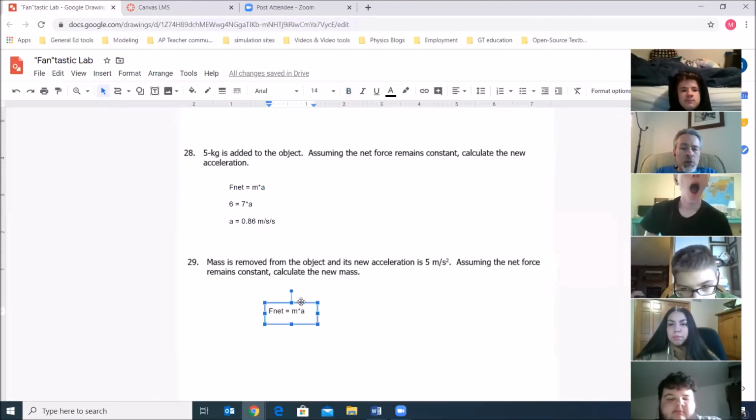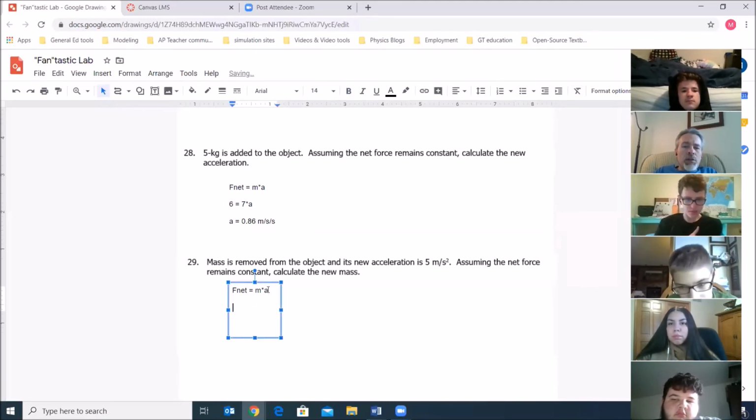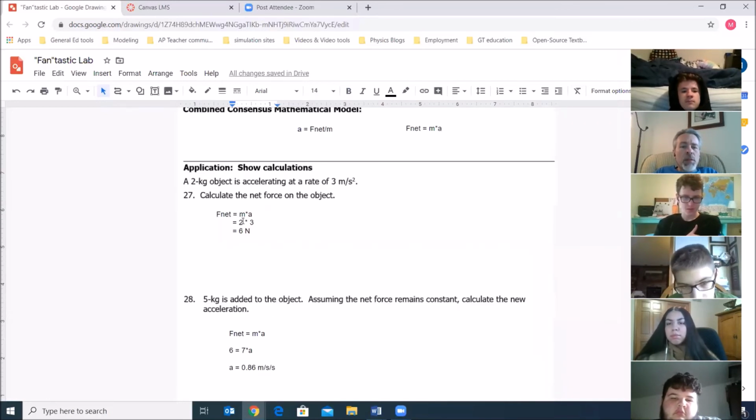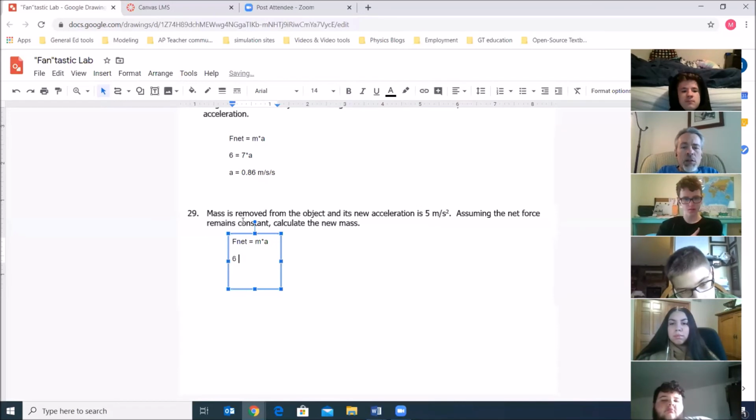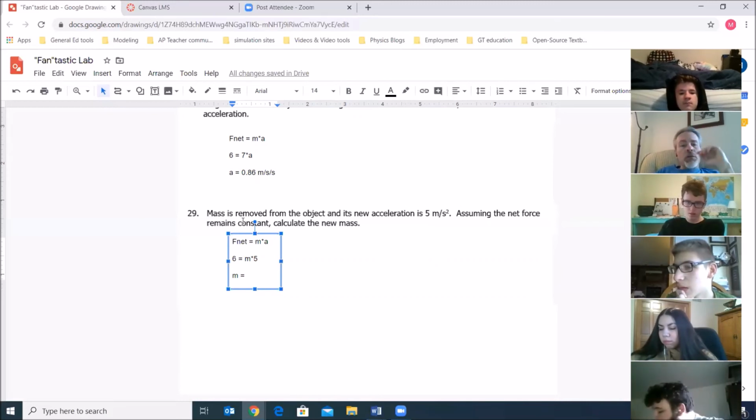All right, so again, we're going to use F net equals ma. It says what the acceleration is. We found the net force up above in number 27. So the net force is 6. So it's going to be 6 equals m, we don't know what m is, times the acceleration. They just told us it's 5. So why don't you take a calculator again and solve for the mass. I get a number bigger than 1, slightly bigger. So why don't you go ahead and calculate it.